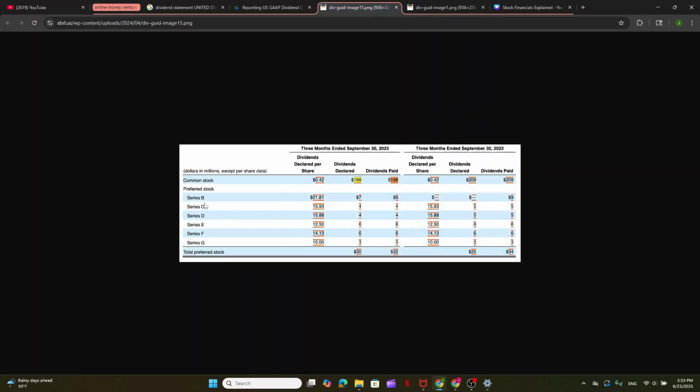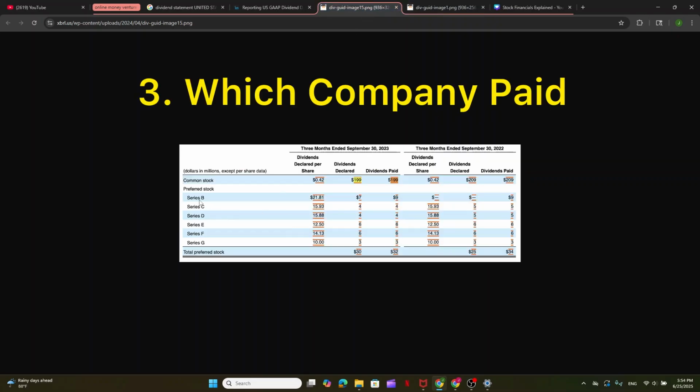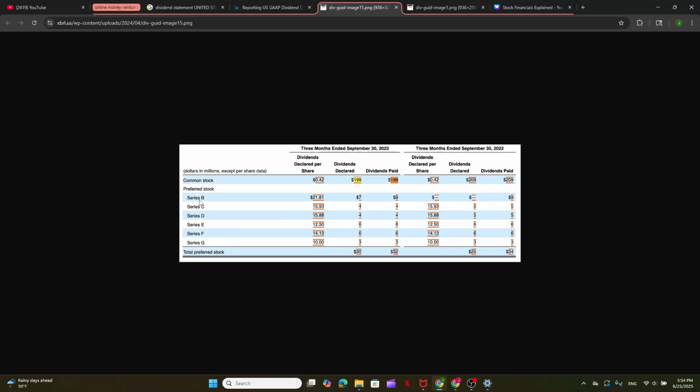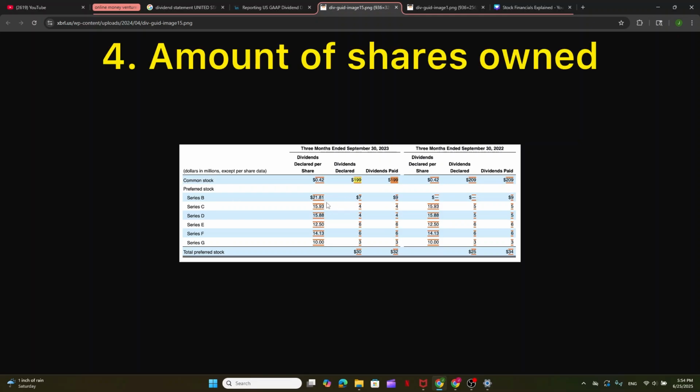Now, all the way over here, back to the Series B, Series C, those would be which companies actually paid the dividend. Now, for another example, Microsoft, a company that pays a dividend, will appear as MSFT, just the letters as the ticker symbol. Second most important will be the amount of shares owned.